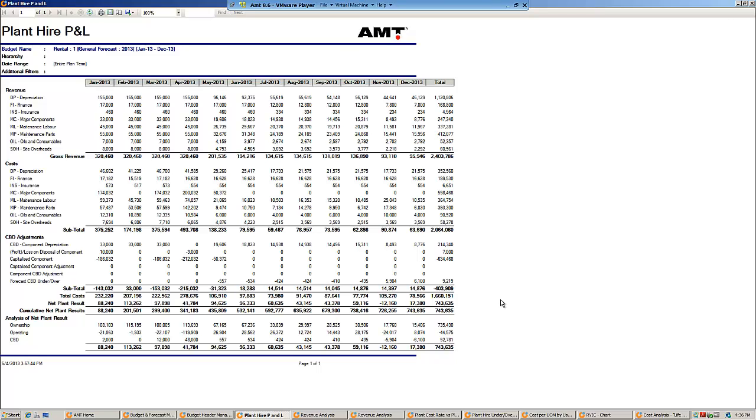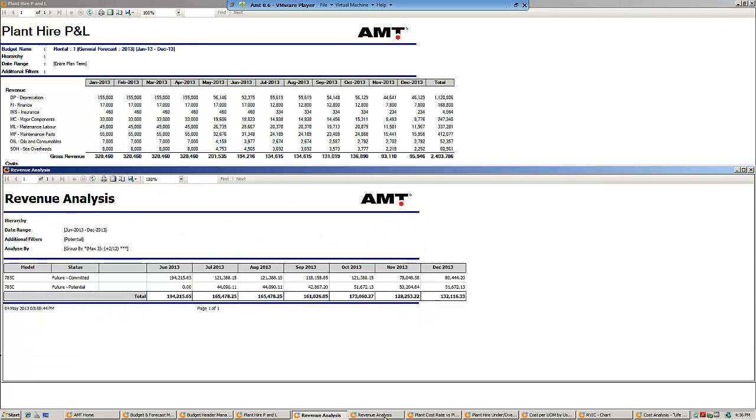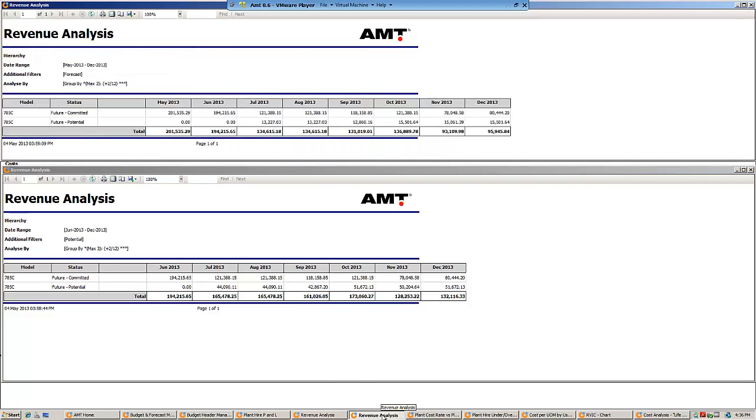A couple of other useful reports. There's a revenue analysis report. It's a little bit confusing, but I've run this twice, and I've got two examples of this report above here. The first report, I've run it saying I want to see the forecast of revenue. So this is taking into account the probabilities of hiring the equipment out.